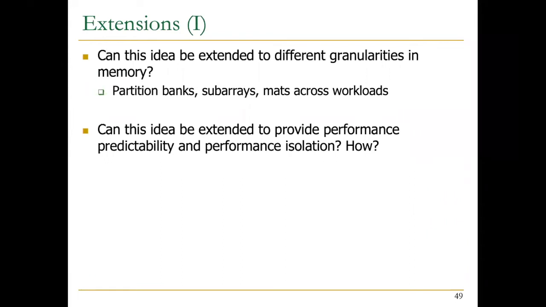So maybe if you have one performance-critical application in the system, you map it to one channel. Okay, so this is clearly not a methodical solution, but this eliminates the interference, at least in the memory controller, from other applications, right? So that's one place to start. Clearly, there's more work to be built up on this, but I think the idea can be extended to provide performance predictability and performance isolation.